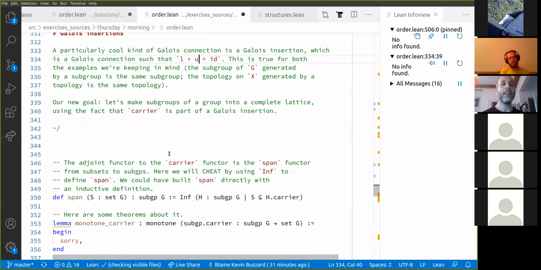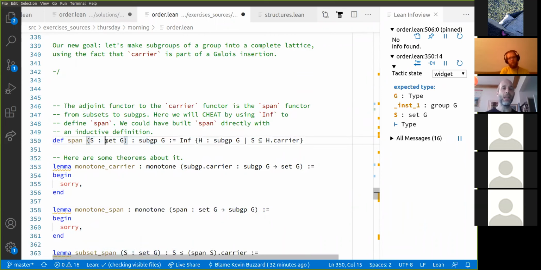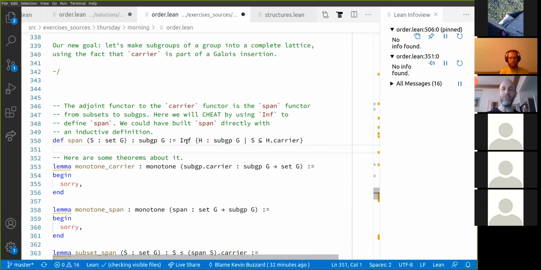And well, now I feel bad because I've cheated. You see, I should have defined this span properly. Given a random subset of G, I'm supposed to make a subgroup of G. And because I defined inf already, I can just cheat. And I can say the subgroup generated by that subset is just the intersection of all the subgroups, the inf of all the subgroups that contain that subset. So that gives me a cheating definition of span.